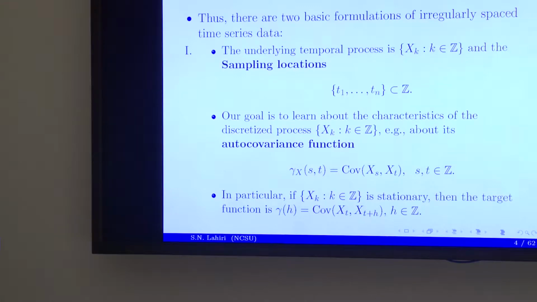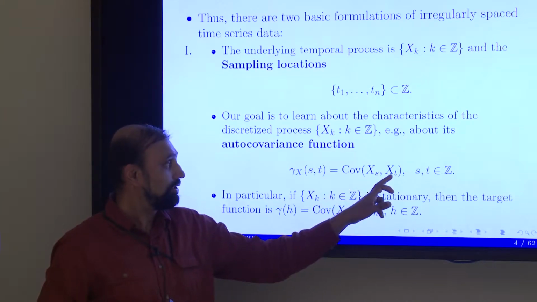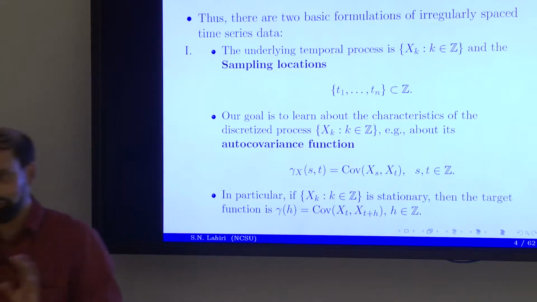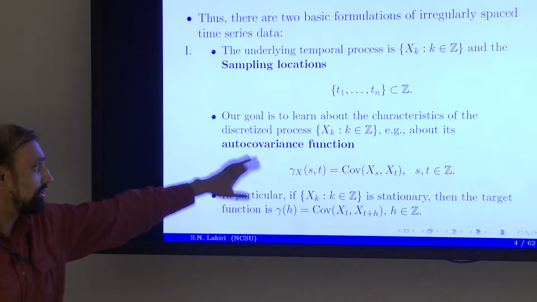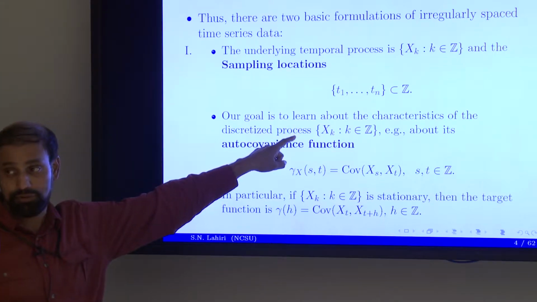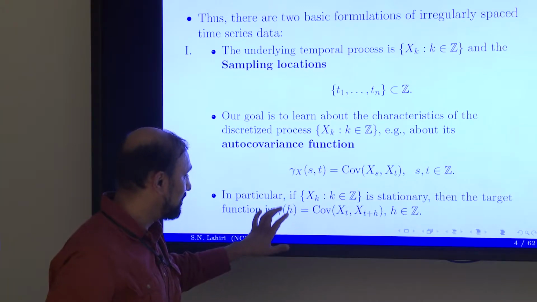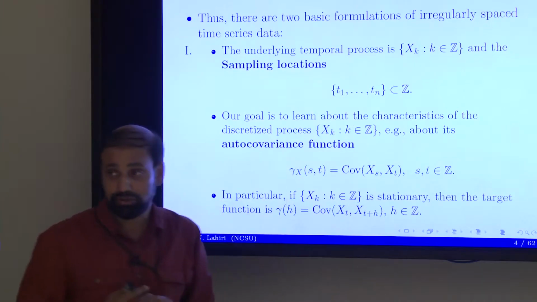x of t is the temporal process, not the time series process, right? No, this is about the underlying process. I am not talking about the observation made at time t. These functions are defined for the underlying discrete process. I see. And we are supposed to, again, estimate or do inference on these based on x of t1 through x of tn. Yes.